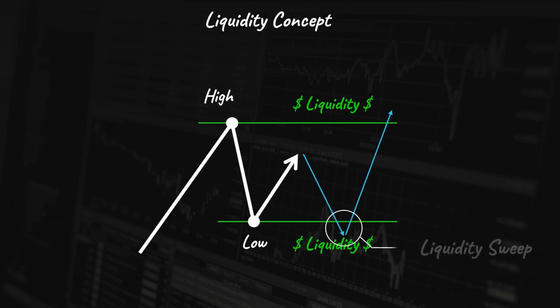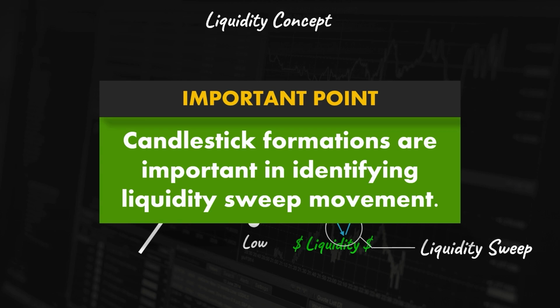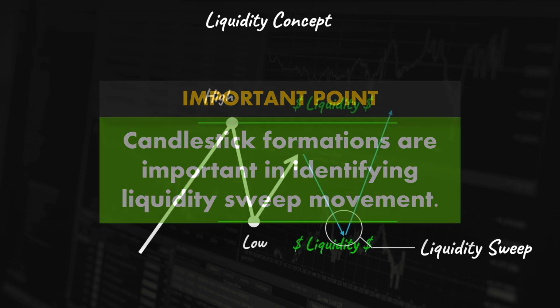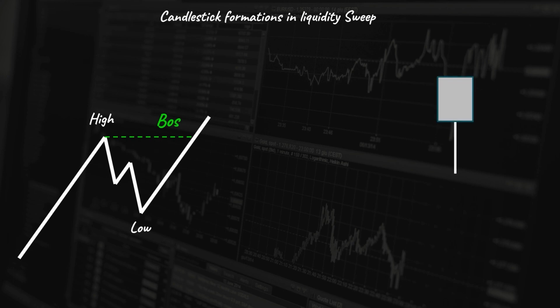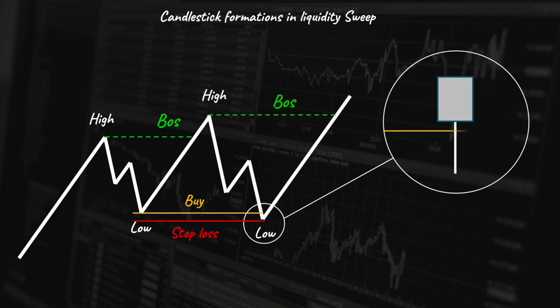This means that in a bullish market, we usually witness the price sweeping the liquidity below the lows to gather the fuel for upward movements. Candlestick formations are important in identifying liquidity sweep movement. In the bullish scenario, a long wick at the bottom of the candlestick represents a liquidity grab movement. Imagine if this area is our previous support, so we have lots of buy orders gathered here, which means that the stops are somewhere below this level.